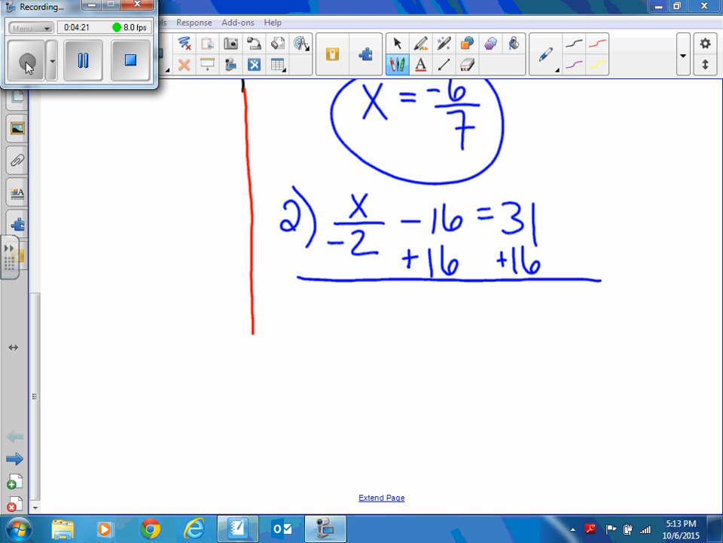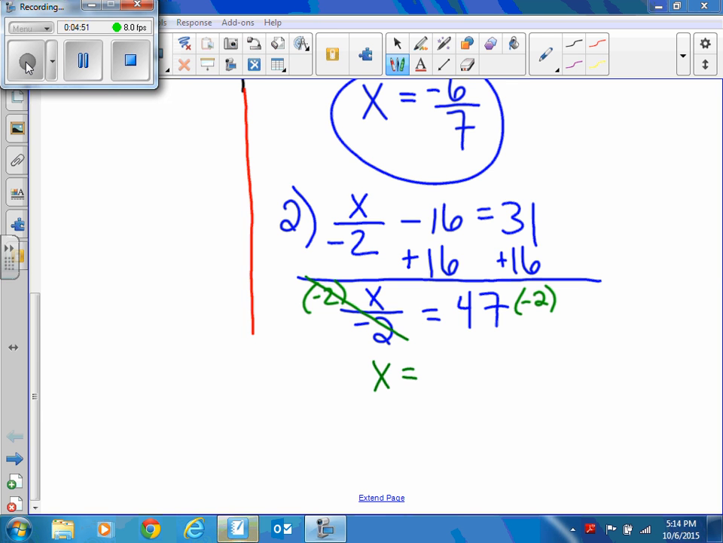So this x over negative 2 comes down, and that's equal to 31 minus 16, which is equal to 15. Now, we talked about this today. This x is being divided by that negative 2. So we have to do the opposite of division, and that's multiplication. So we're going to multiply both sides by a negative 2. Multiplying this side by a negative 2 is going to cancel those out, and you're left with x.